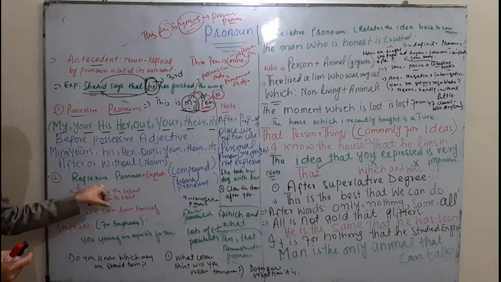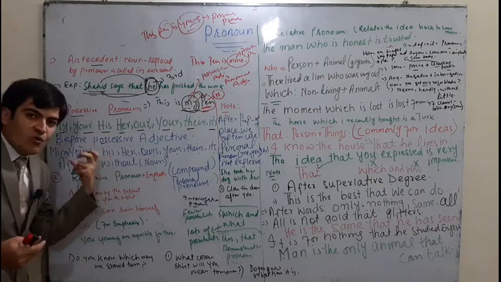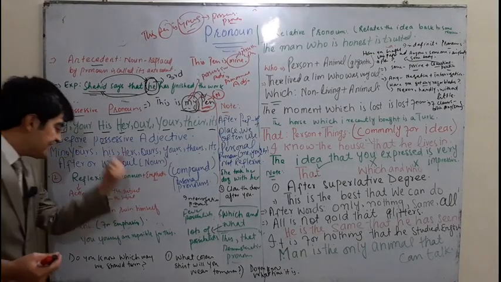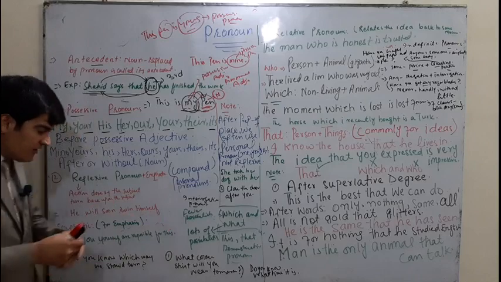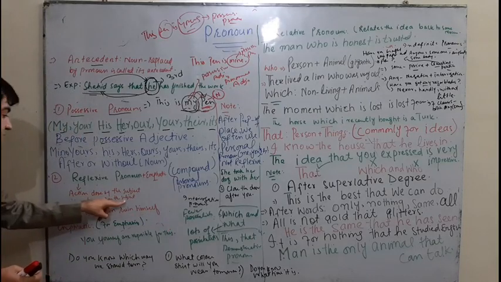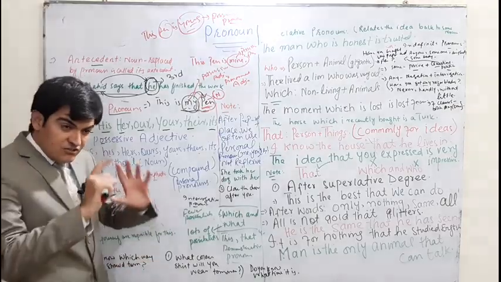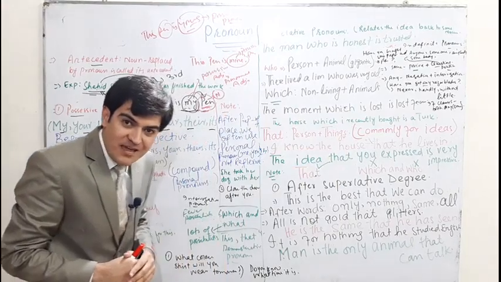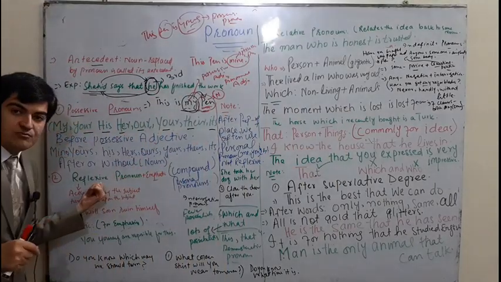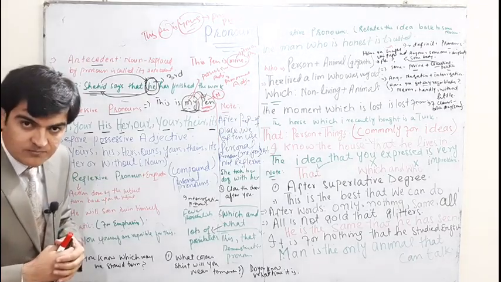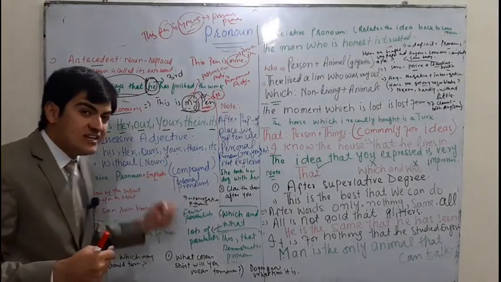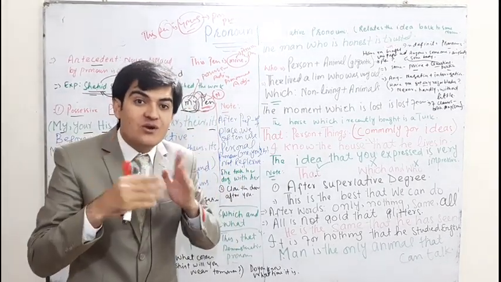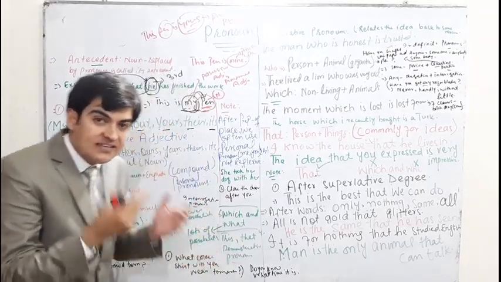If we define the reflexive pronoun, what is it? Reflexive pronoun is an action done by the subject that turns back upon the subject. Understand? Meaning, the action the subject performs happens again on the subject. That is called reflexive pronoun. Emphatic pronoun can also be said, but emphatic pronoun is normally used for stress, for emphasis.